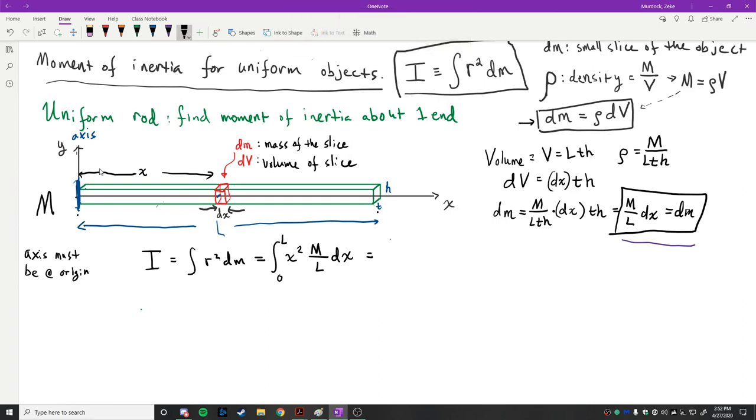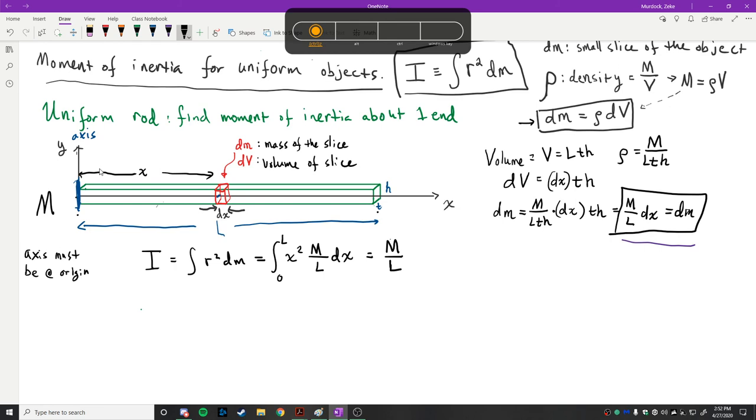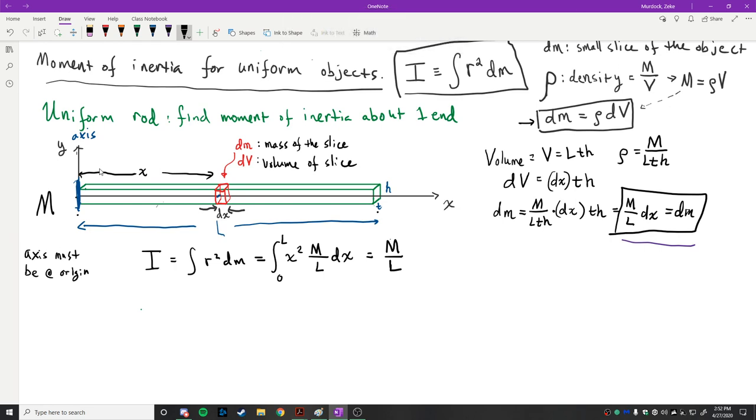Anyway, 0 to L, x squared, M over L dx. This is an easy integral, right? It's going to be M over L, those are constants, the mass of the object. And then the integral of x squared dx, that's going to be 1 over 3 x cubed, and we evaluate that from 0 to L. So we end up getting that the moment of inertia of the rod about the end is equal to 1/3.